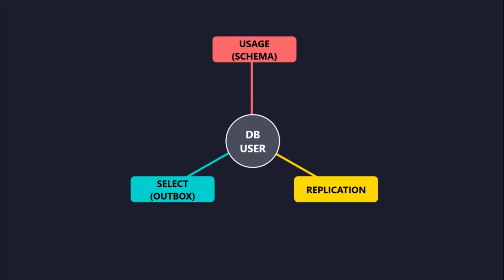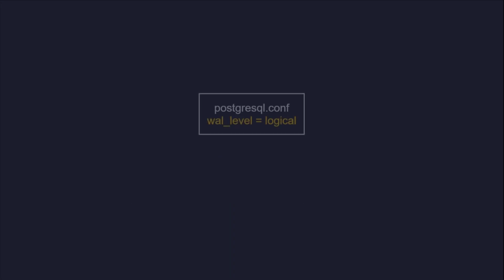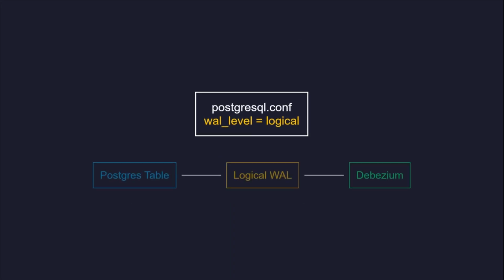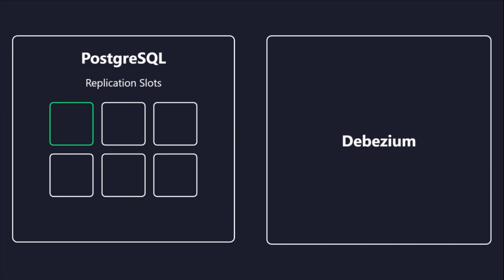the Outbox table. Ensure the user also has usage permissions on the schema to allow the connector to query metadata and read the log. Set the PostgreSQL configuration parameter for the write-ahead log level to logical. This setting is mandatory for change data capture because it instructs Postgres to include the detailed row changes necessary for Debezium to reconstruct the table modifications.